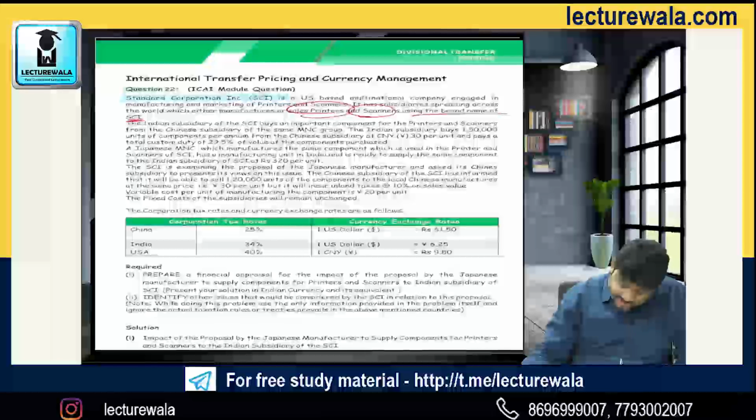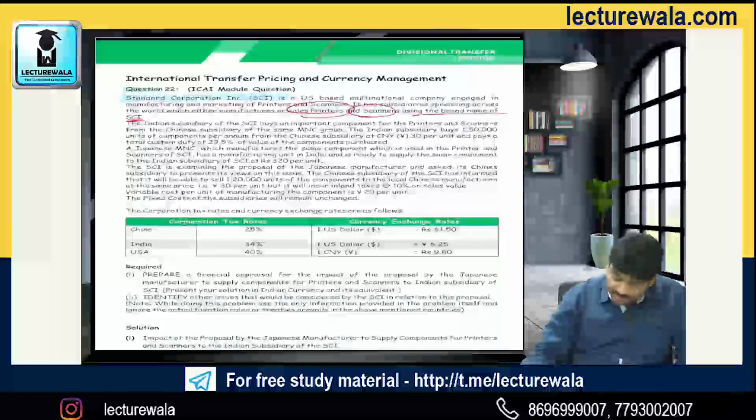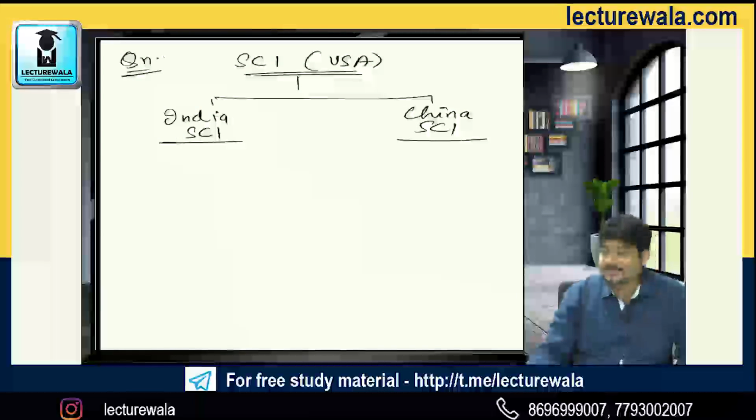Chalo. Now what is happening is this. The Indian subsidiary buys 1,50,000 units of components per annum from the Chinese subsidiary at CNY, Chinese yen, 30 per unit and pays a total customs duty of 29.5% of the value of the components purchased. Will you please help me in making the summary?